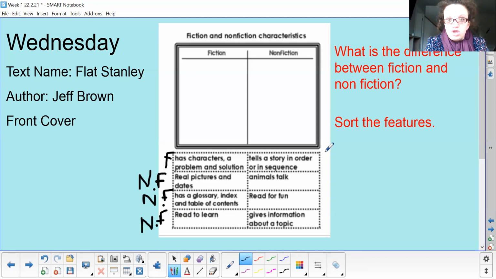Tells a story in order or in sequence is going to be fiction because, as I said before, non-fiction you can read in different orders, really, within reason. Animals talk, that's fiction. Read for fun, that is fiction. Now, I would say that you can also read non-fiction for fun because I do like a bit of non-fiction, but fiction you would definitely read for fun. You wouldn't really read it to learn information. You would learn some things, maybe what new words mean, but you wouldn't be reading it for a lesson learning activity.